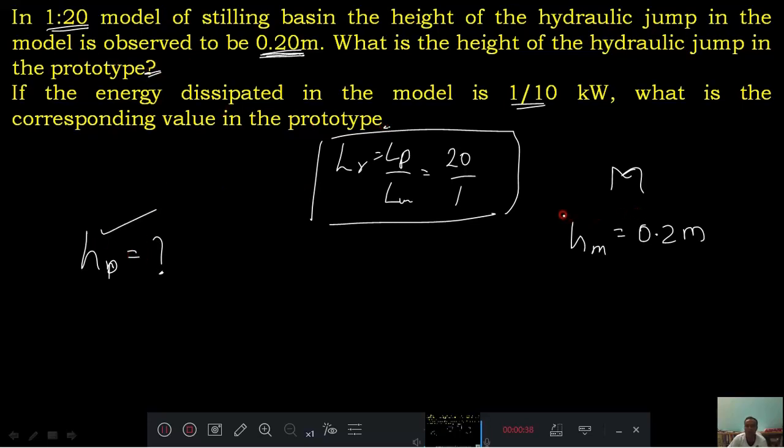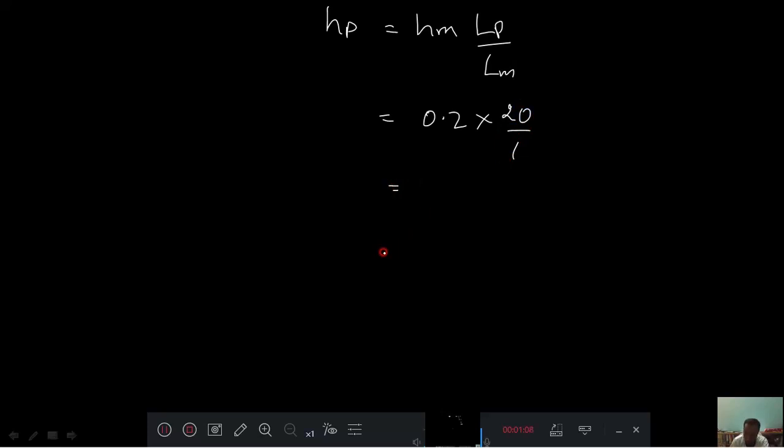The height is also a length, and the length ratio is given. Therefore HP divided by HM is equal to LP divided by LM. Therefore HP is equal to HM into LP by LM. HM is how much? 0.2. 0.2 into 20 by 1. Therefore the answer is 20 into 0.2, 4 meter. Then the height in the prototype is 4 meter.